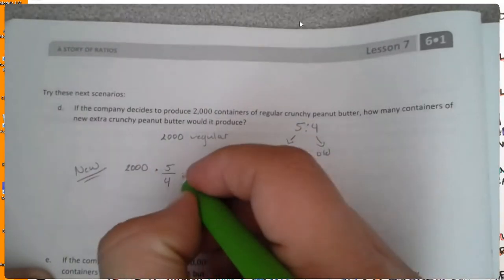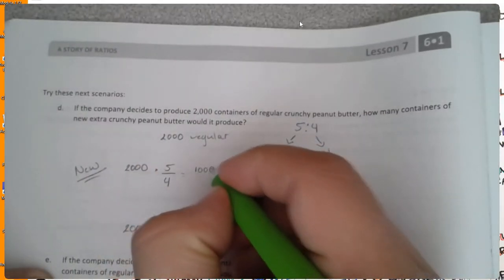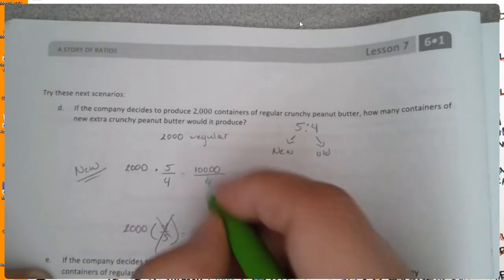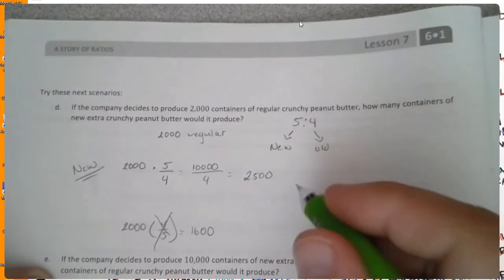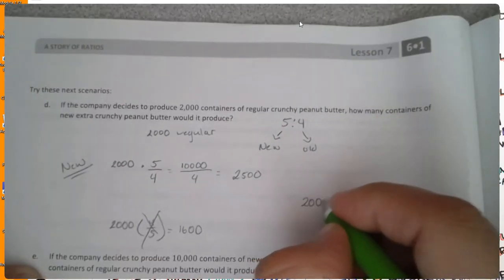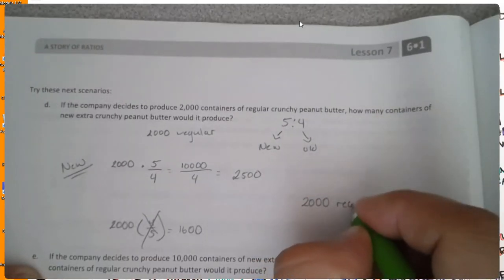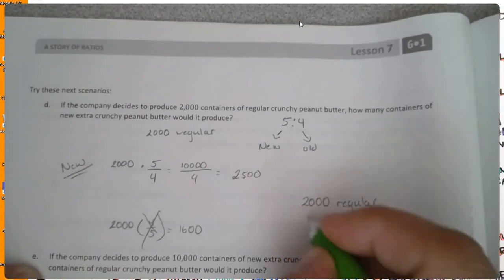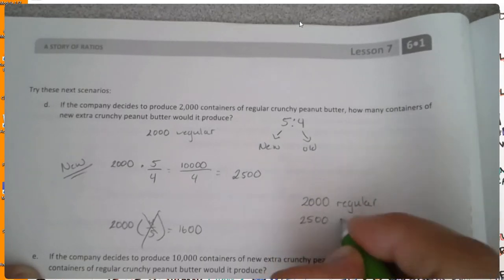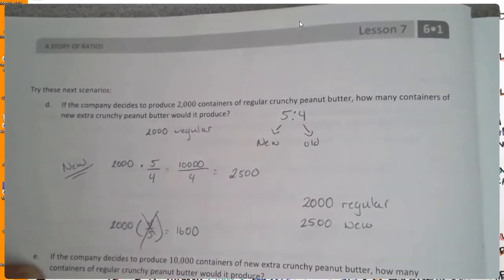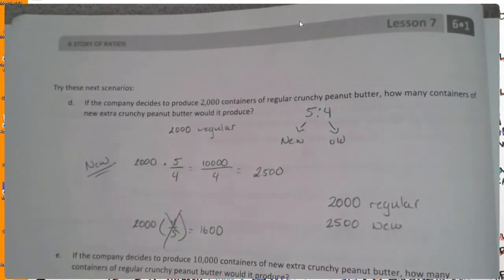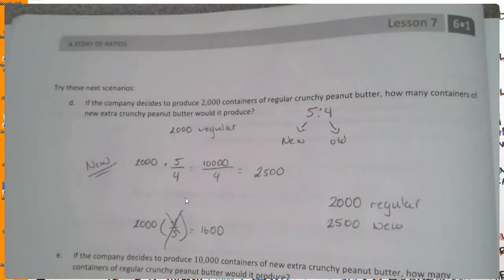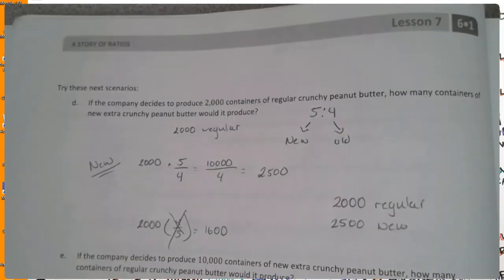Okay? So 2,000 times 5 is going to be 10,000 over 4. 10,000 divided by 4 is going to be 2,500. So if they produce 2,000 regular, they have to make 2,500 new to stay consistent with what they want in real life. Okay, so they're going to have to stay consistent by making sure those numbers match.